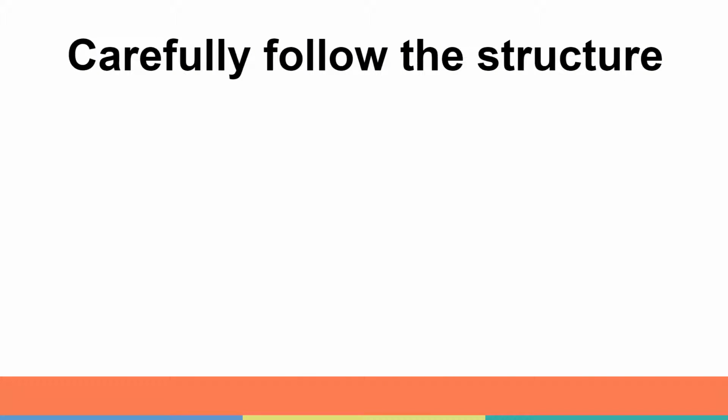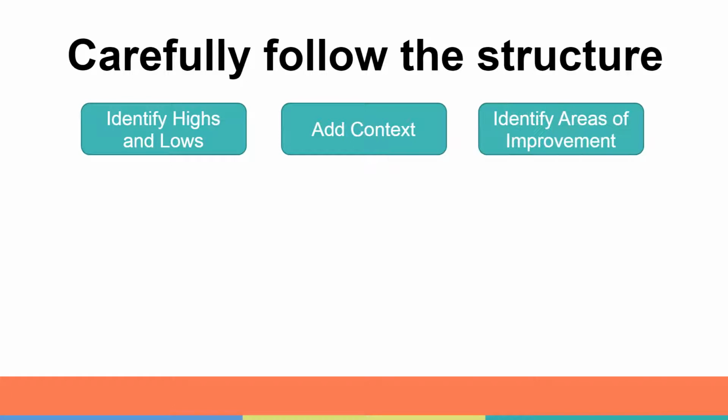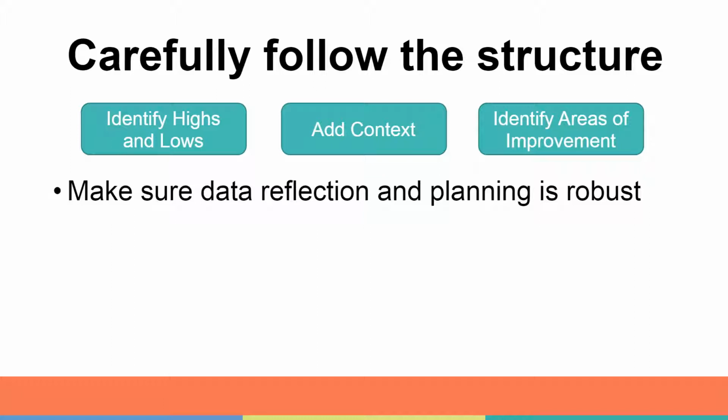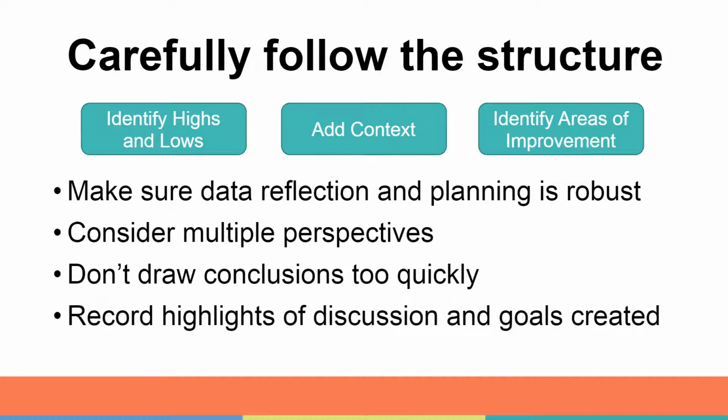Even if your team is experienced in talking about and planning with data, carefully follow the structure provided. Identify the highs and lows, add context through rich discussions, and identify improvement areas for each data set. This structure will help your team make sure your data reflection and planning is robust. Consider multiple perspectives and don't draw conclusions too quickly. Finally, be sure to record your highlights of your discussion and any goals created through the process, and follow it up with action.